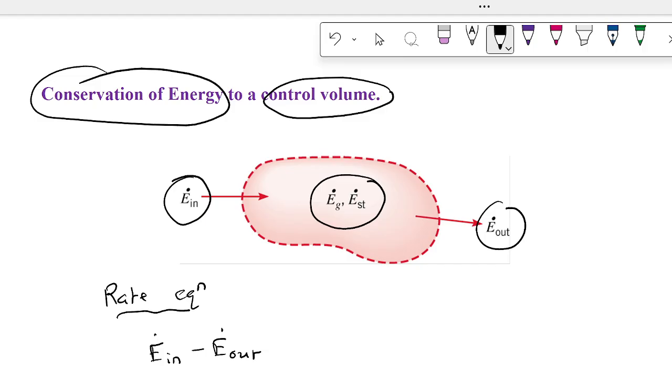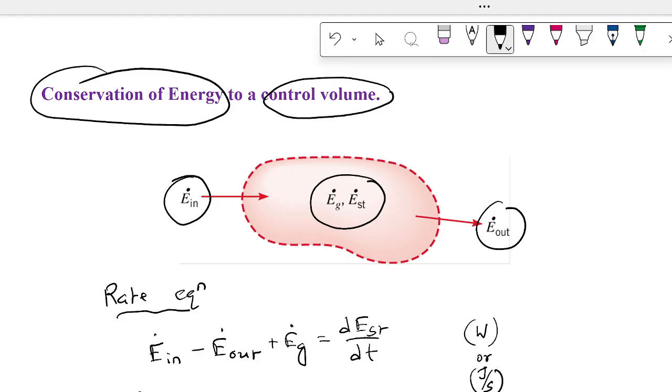They might have forgotten the thermo, or they did it long ago, so they don't recall now. Bottom line is, it is so important for some of the students. So you see here, you have energy in minus energy out plus energy generation equal to energy storage. And this dot term refers to per unit time, and the unit should be watt or joule per second.